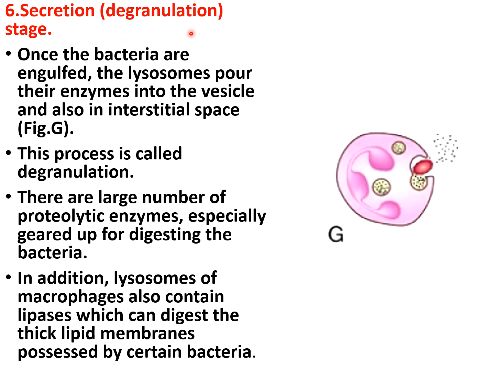Then the stage of degranulation. Once the bacteria are engulfed, the lysosomes pour their enzymes into the vesicles and also into the interstitial space. This process is known as degranulation, and there are a large number of proteolytic enzymes specially geared up for digesting the bacteria. In addition, the lysosomes of the macrophages also contain lipase, which can digest thick lipid membranes possessed by certain bacteria. So this is the degranulation stage.